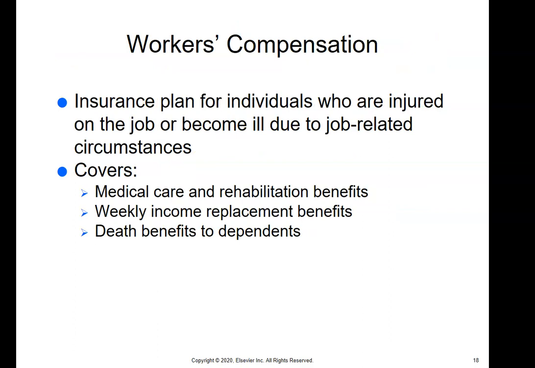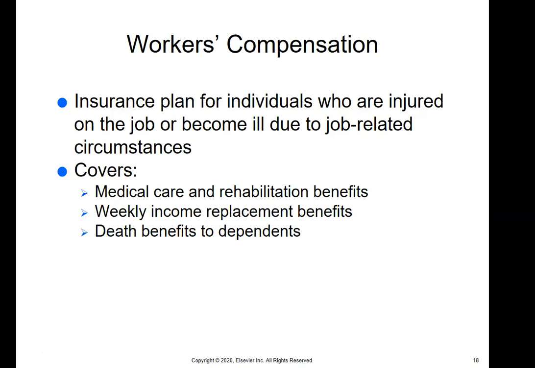Workers' compensation. Now, workers' compensation is an insurance plan for individuals who are injured on the job or become ill due to a job-related circumstance. It covers medical care and rehabilitation benefits, weekly income replacement benefits, and death benefits to dependents. All 50 states have passed workers' compensation laws to protect workers against the loss of wages and the cost of medical care resulting from an occupational accident or disease, as long as the employee was not proven negligent.